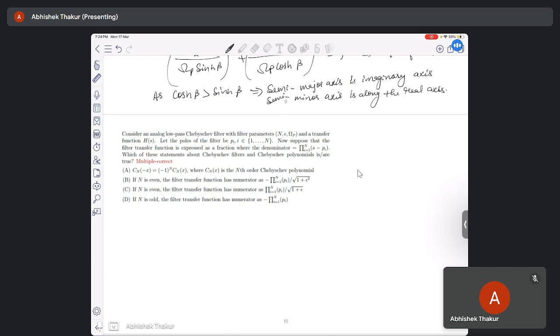Now moving to question number 6. Consider an analog low-pass Chebyshev filter with the given filter parameters and a transfer function H(s). Let the poles of the filter be Pi, where i is 1 to n, the n poles. Now suppose the filter transfer function is expressed as a fraction, where the denominator is the product of (s minus Pi). Which of these statements about the Chebyshev filter and Chebyshev polynomials are true?